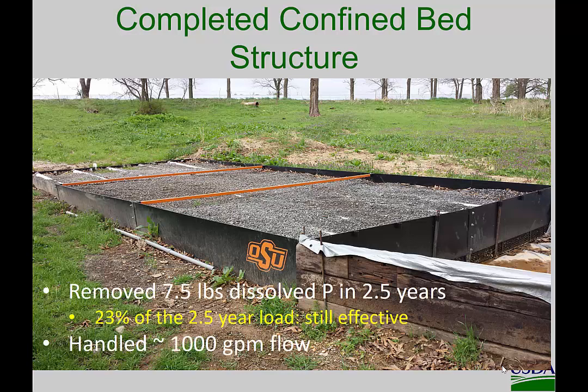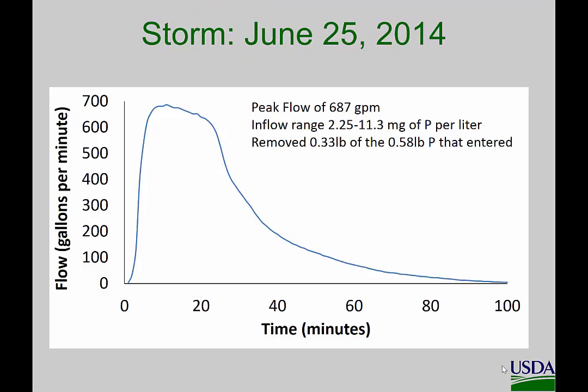This particular unit removes 7.5 pounds of dissolved phosphorus in 2.5 years. It was 23% of the 2.5-year load. It's still removing phosphorus. It's still effective. And as far as flow rates go, it has handled about 1,000 gallons per minute of flow. It's handled everything that it's seen so far, and we've had some pretty hefty storms since we installed it. Here's an example of one single storm. This was in June of 2014.